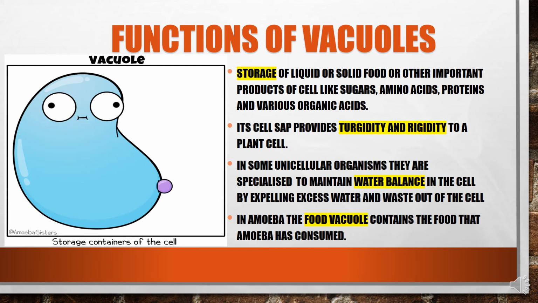In few examples you can say paramecium and other kinds of protozoans. These vacuoles are called contractile vacuoles because they maintain a kind of water balance. By expelling extra water from the body, they maintain a water balance in the body of those unicellular organisms. And the next, last important function of vacuoles in amoeba is that they help to contain the food material and later on they help to digest it, and these vacuoles in amoeba are called food vacuoles. So this is all about vacuoles.